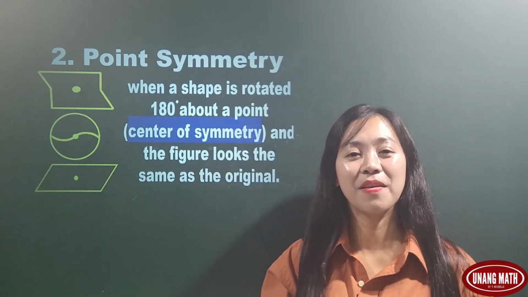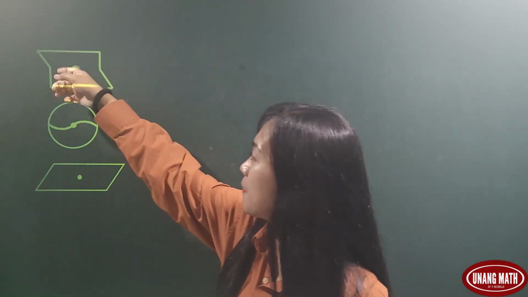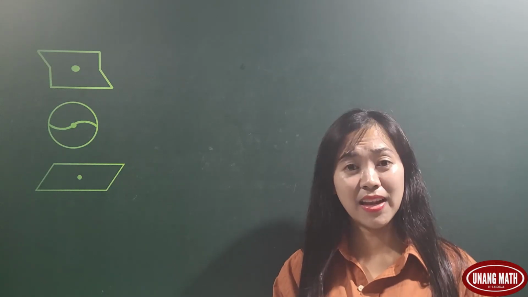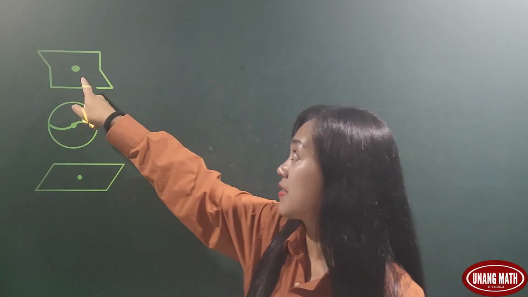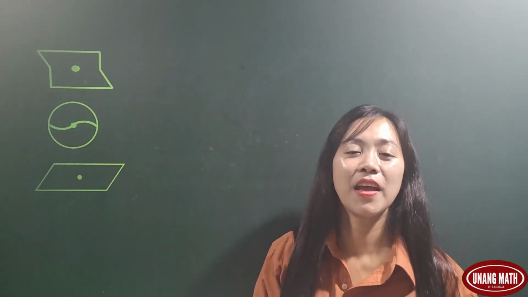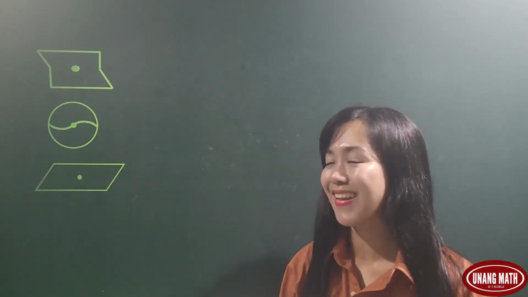Okay, magbigay tayo ng halimbawa para makita at maintindihan ninyo. Okay, let's say for example, ang figure na ito. Okay, kailangan daw nating i-rotate 180 degrees. At kapag same figure ang lumabas, ibig sabihin, ang figure na yan ay may point of symmetry. Okay, so let's start here. Ang figure na ito, i-rotate natin 180 degrees.